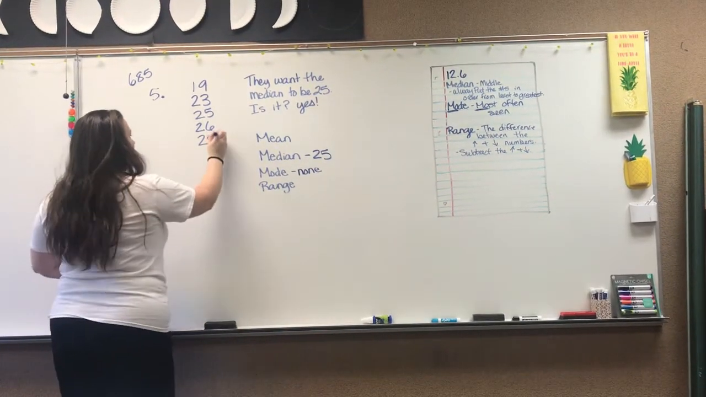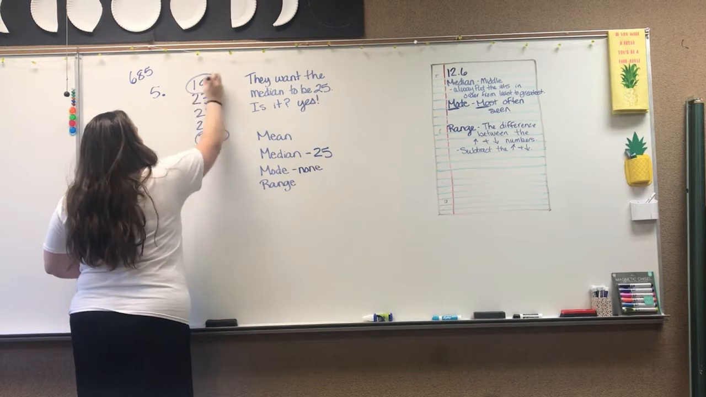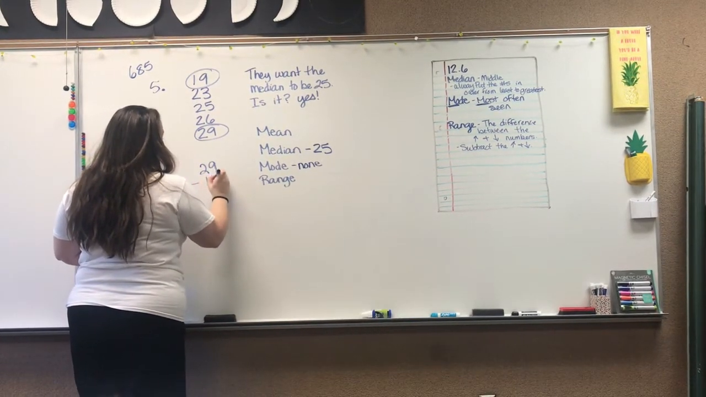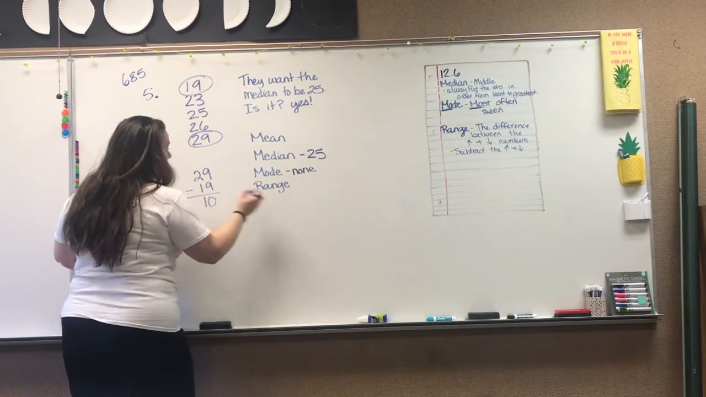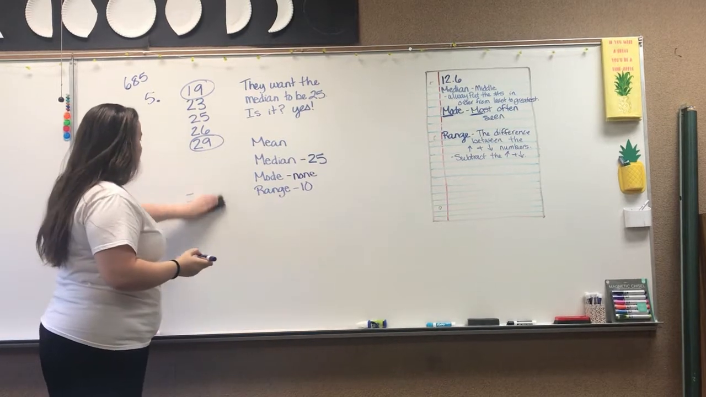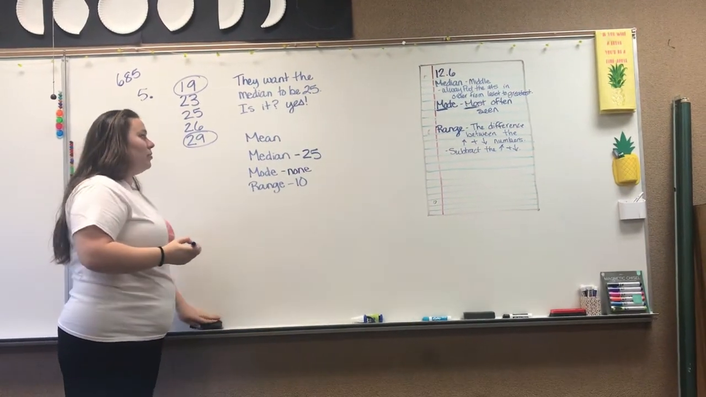Range. I take my big number, I take my smallest number, and then I subtract them. 29 minus 19. My range is 10. Okay. Now we have to move on to the mean.